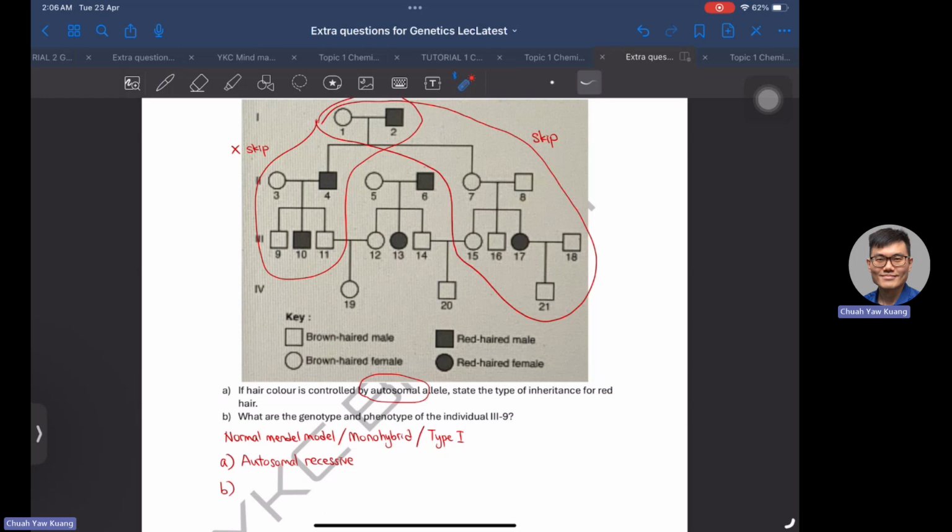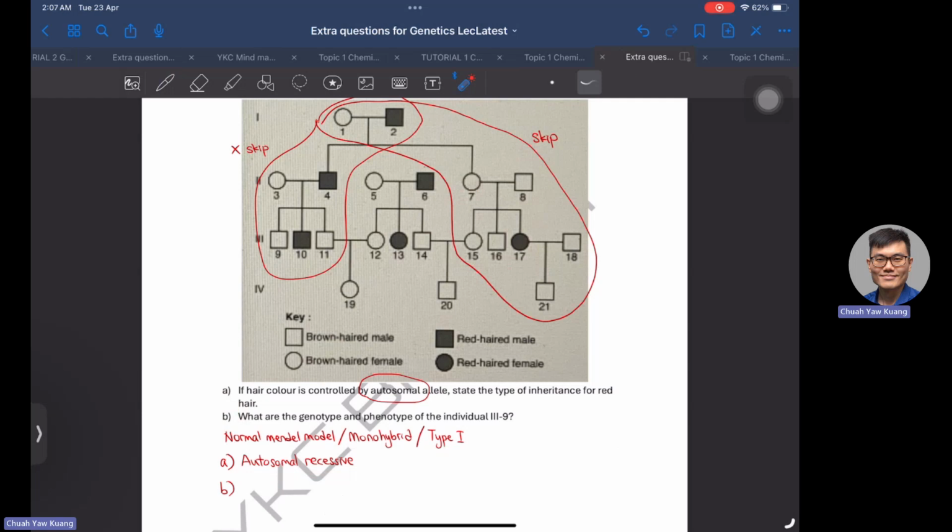Before this, if you are not sure why, you can try to use the Punnett square to prove that. Both unaffected parents, how do they actually produce an affected child? And if this were dominant, then it would be both affected parents producing an unaffected child. So try on that and try to understand. So question A will be autosomal recessive for the red hair. All right, then next we will look at B.